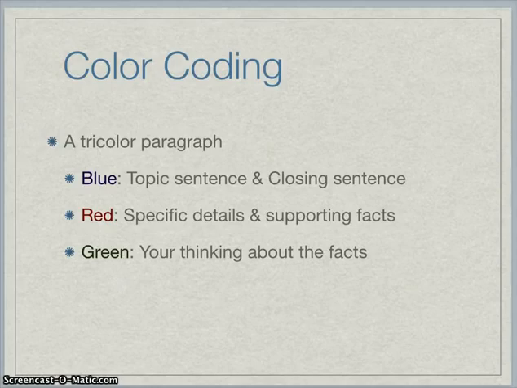So we're going to look at a paragraph as having three colors. Blue is going to be used for topic sentences and closing sentences. Every paragraph needs to have a topic sentence and a closing sentence. Red is going to be used to show you the specific details and supporting facts that are included. And green is going to be used to show your own analysis, your interpretation, your own thoughts about those facts.